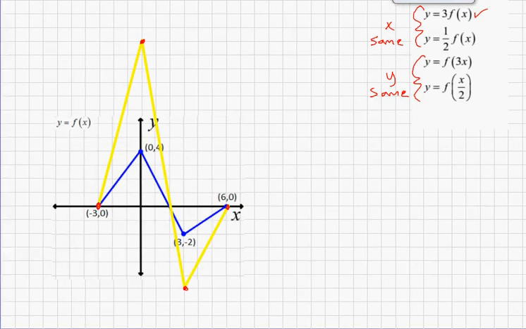Now everybody, see that? It cuts from here also. Look at that. When x is 1, the y number is 2. What is the new y number? 3 times 2?